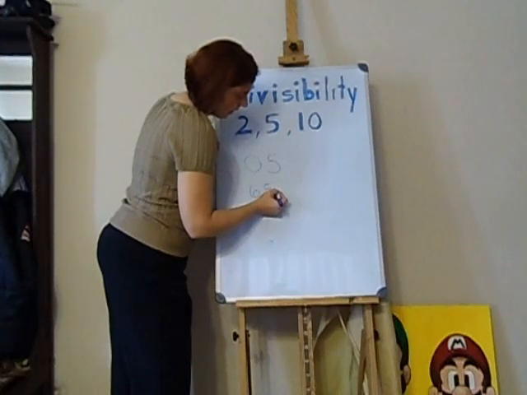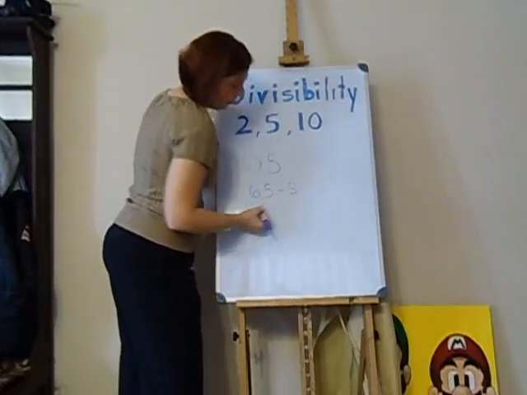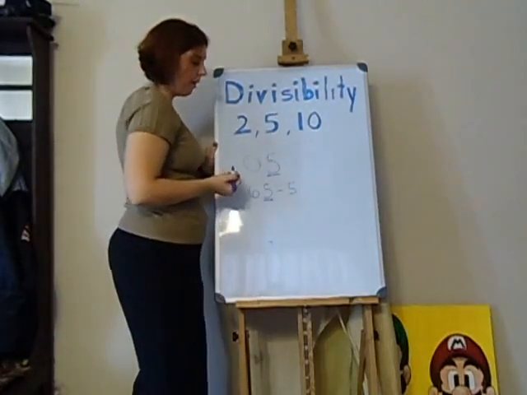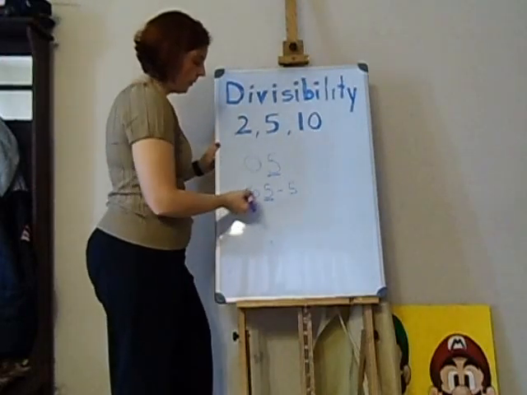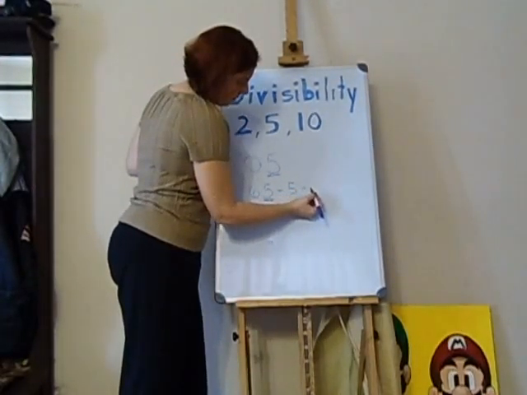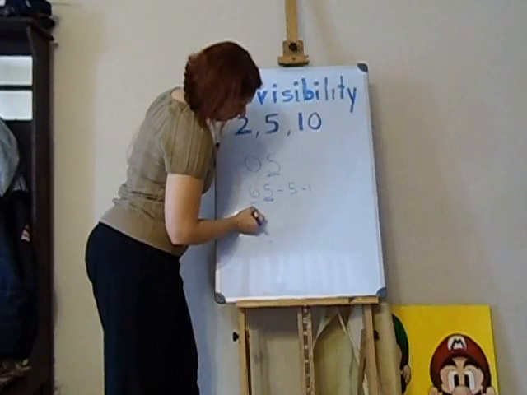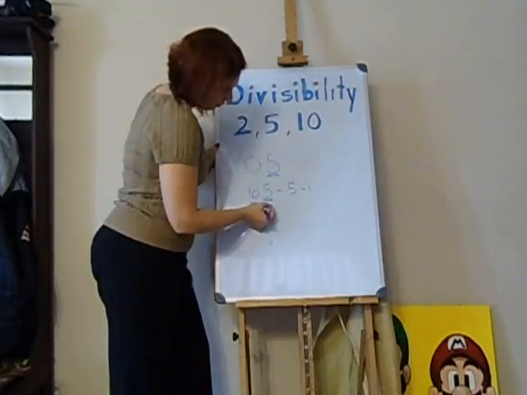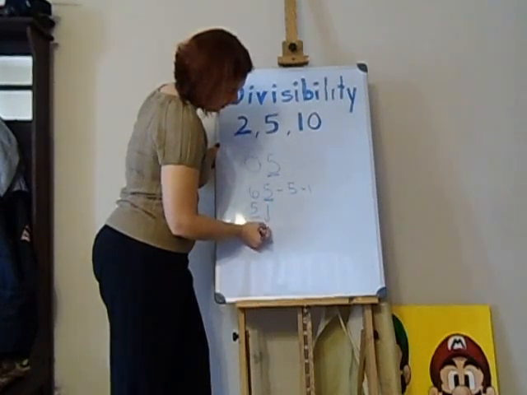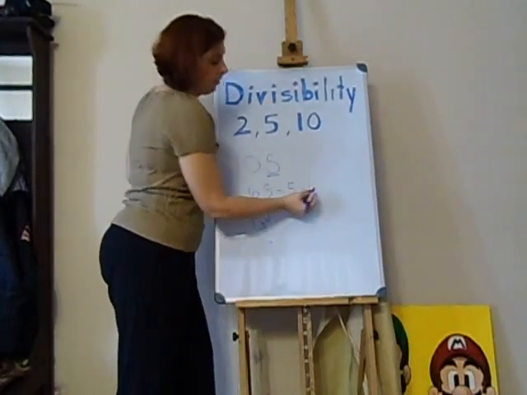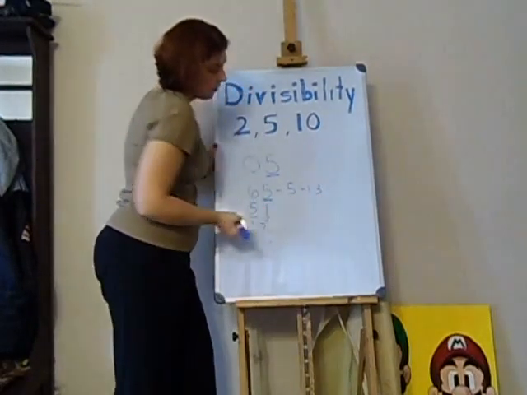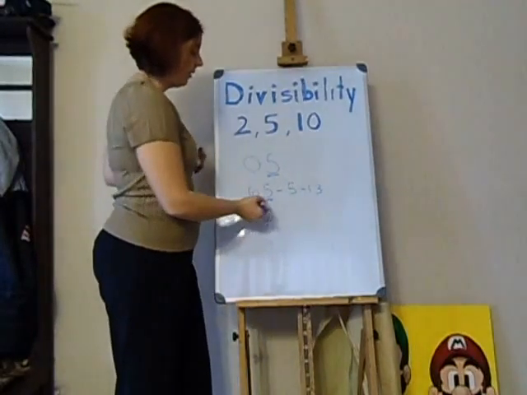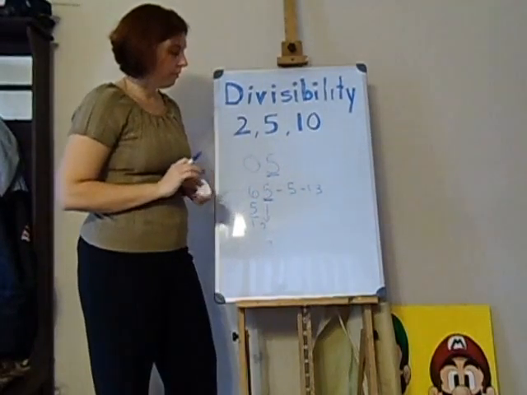65 divided by 5. It ends in a 5, so it should be divisible by 5, right? Let's double check. 6 divided by 5 is 1, and that's 5. 6 minus 5 is 1. Bring down the 5, makes it 15. 15 divided by 5 is 3. So, 65 is divisible by 5 because it ends in a 5.